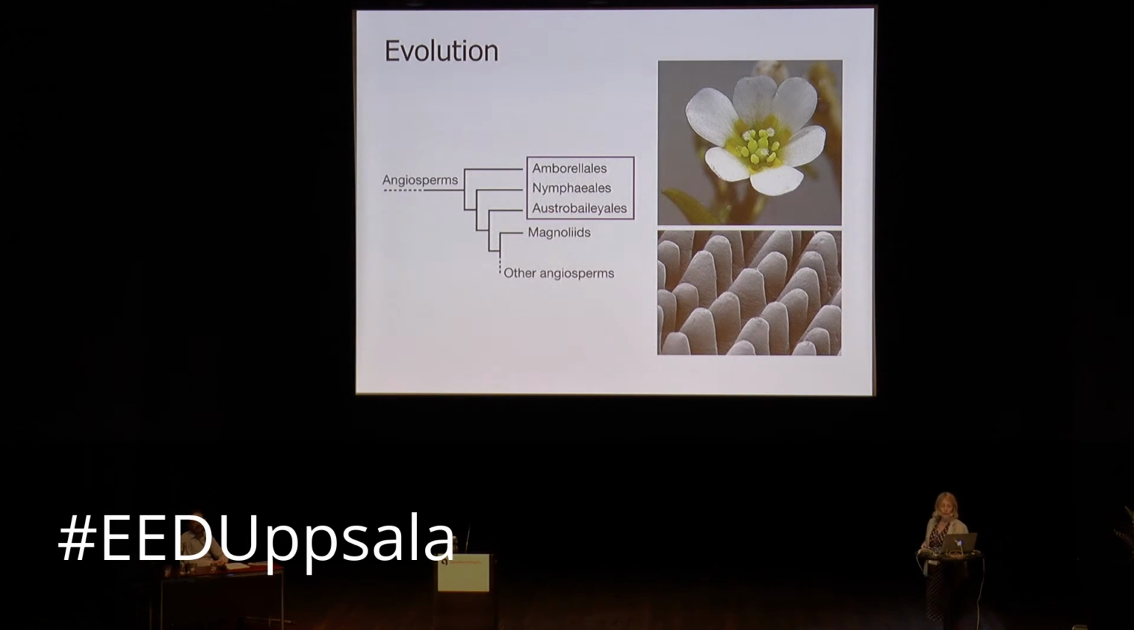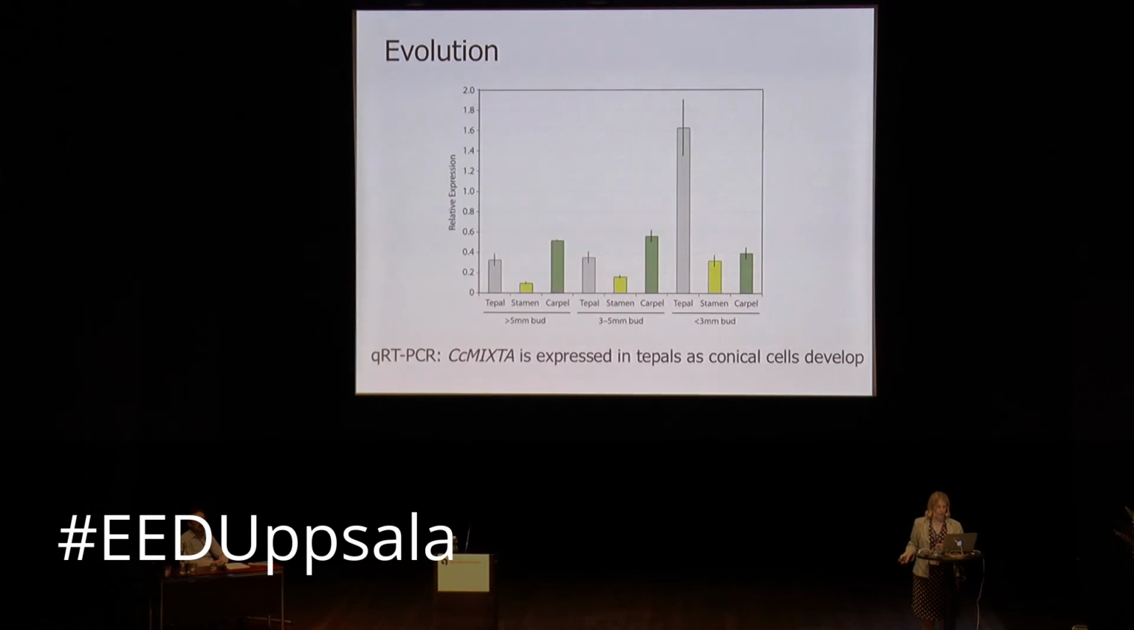So we wanted to know whether those conical cells, which appear early on in angiosperm evolution, are produced by the same pathway. Are they regulated by MIXTA? And to do that, we needed to find the MIXTA gene in Cabomba. Unfortunately, there is only one. This is a gene family, a subgroup of the MYB transcription factors that can have half a dozen members in some angiosperms, but there only appears to be one in Cabomba.